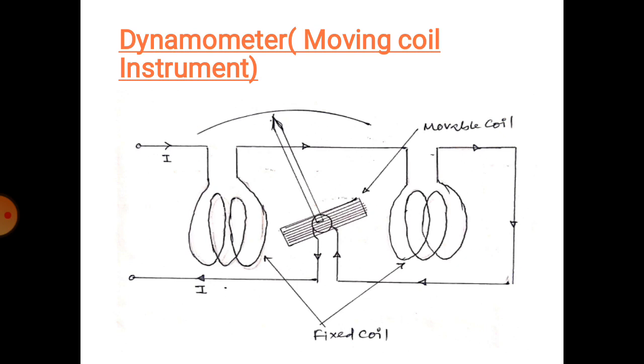In the above figure, a fixed coil split into two equal halves provides the magnetic field in which the movable coil rotates. The two coil halves are connected in series with the moving coil and are fed by the current under measurement.